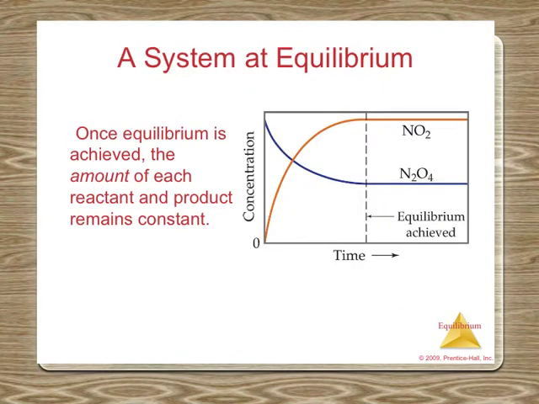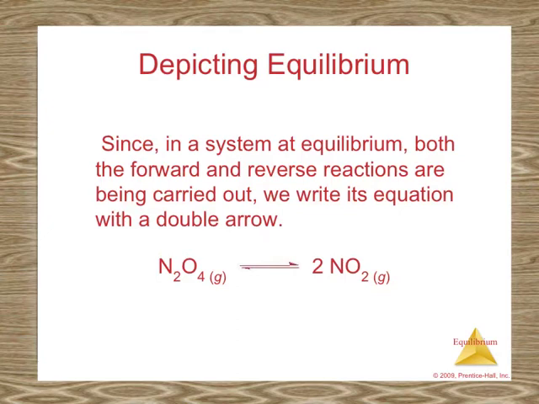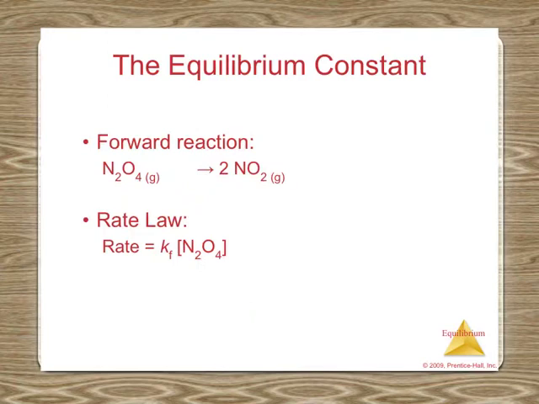Once the system reaches equilibrium, the concentration of both the reactants and the products will remain constant. And so we would show a system that's at equilibrium by using the double arrow. When we look at the forward reaction, since this is a unimolecular process, we could write the rate law as rate is equal to K of the forward reaction times the concentration of the reactant dinitrogen tetroxide. Remember that since it's unimolecular, it's going to be a first order process to that reactant.